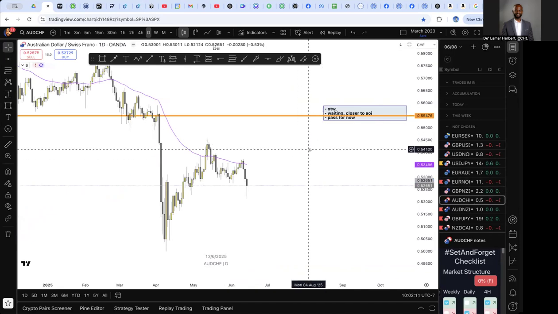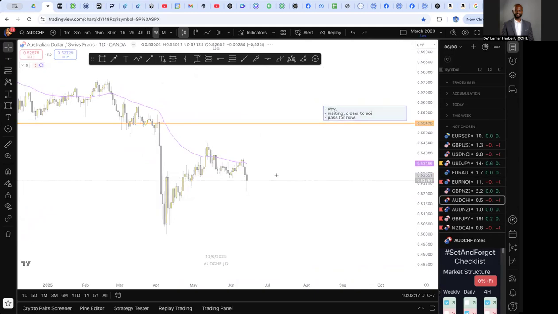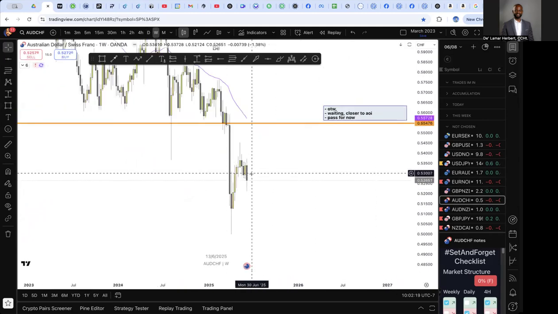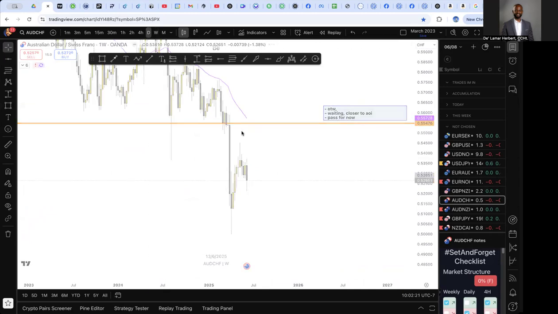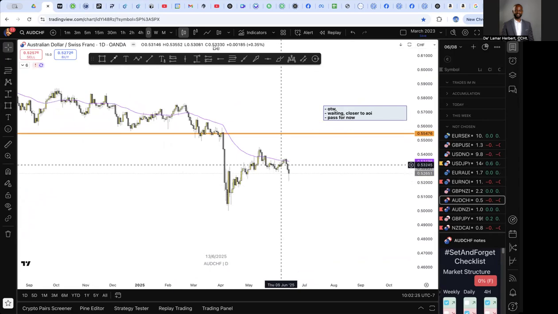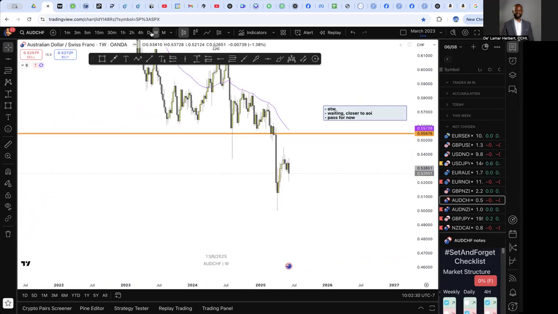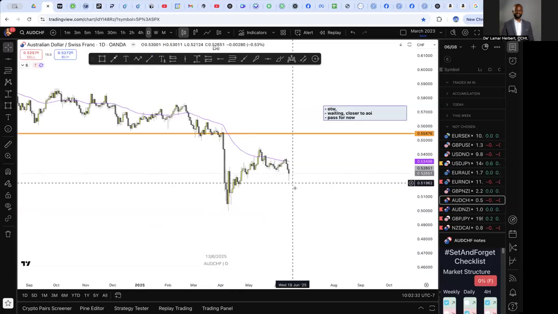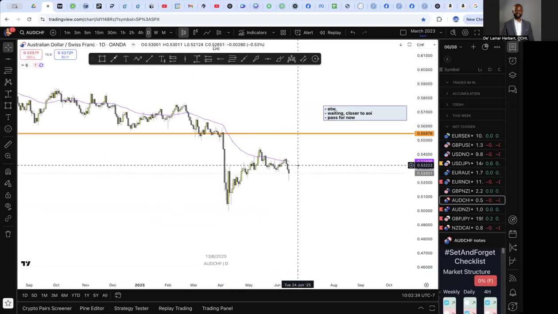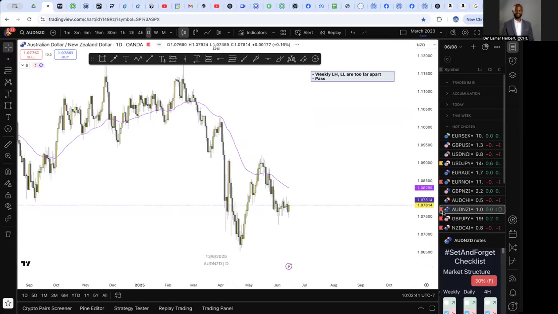Okay, AUD CHF, waiting for price to go closer to a clear AOI, kind of in the middle here. So we just need price to get a little clearer, closer to an AOI, as you can see here. Yeah, I mean, we could take a daily AOI, but all this movement here in the daily is not my type.